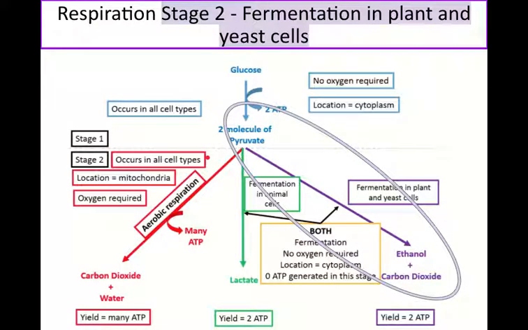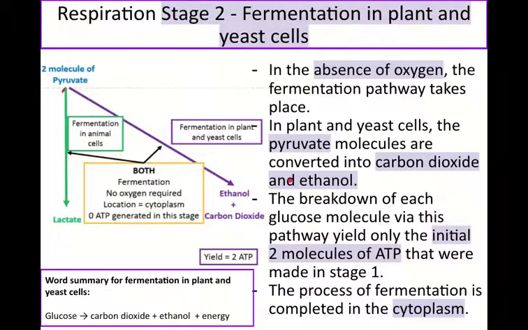So now we're on to our final pathway in respiration. This is the fermentation pathway that occurs when no oxygen is present in plant and yeast cells. So this section that's circled in purple is what we're going to look at now. Plants and yeast cells obviously don't have muscles, so lactate can't be produced in fermentation when oxygen isn't present.